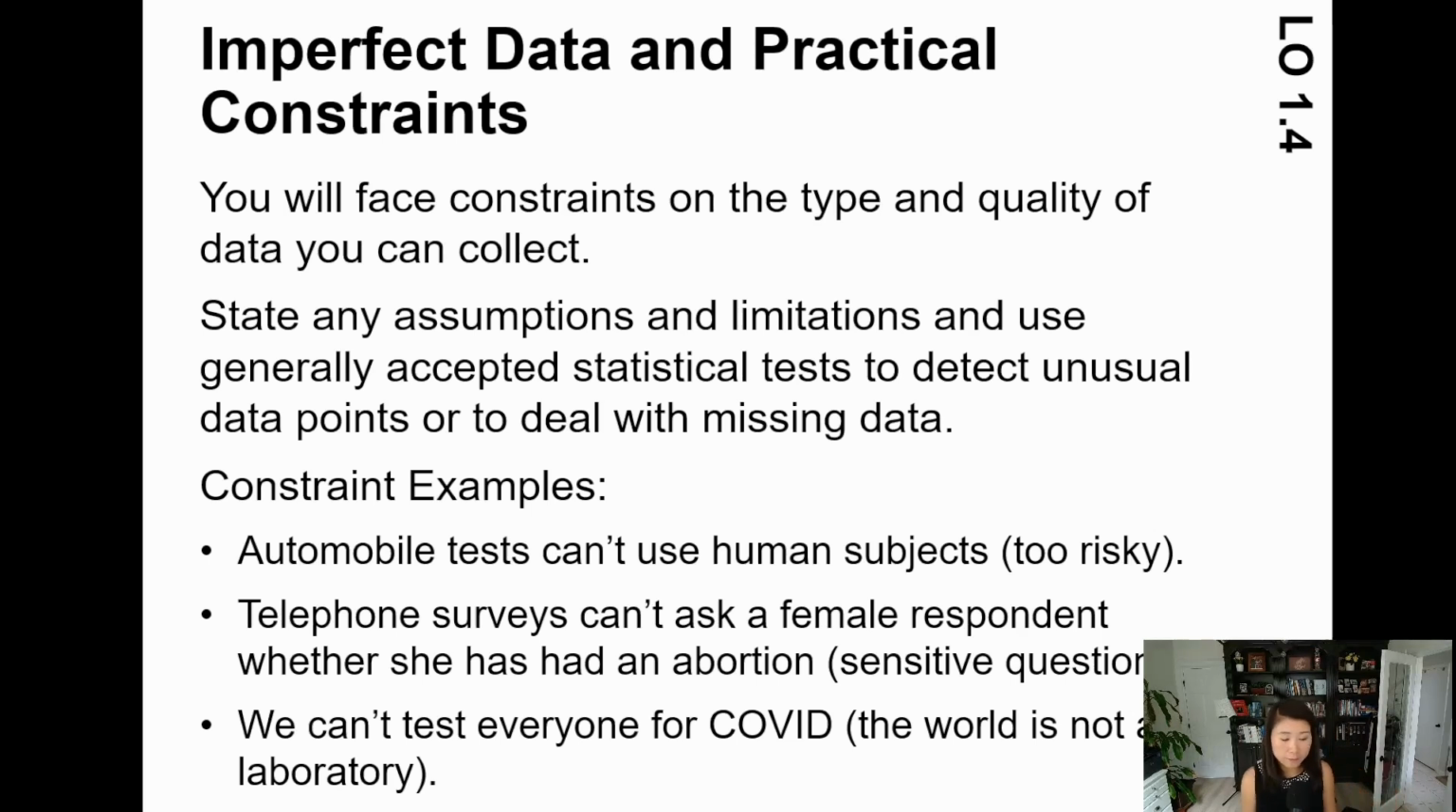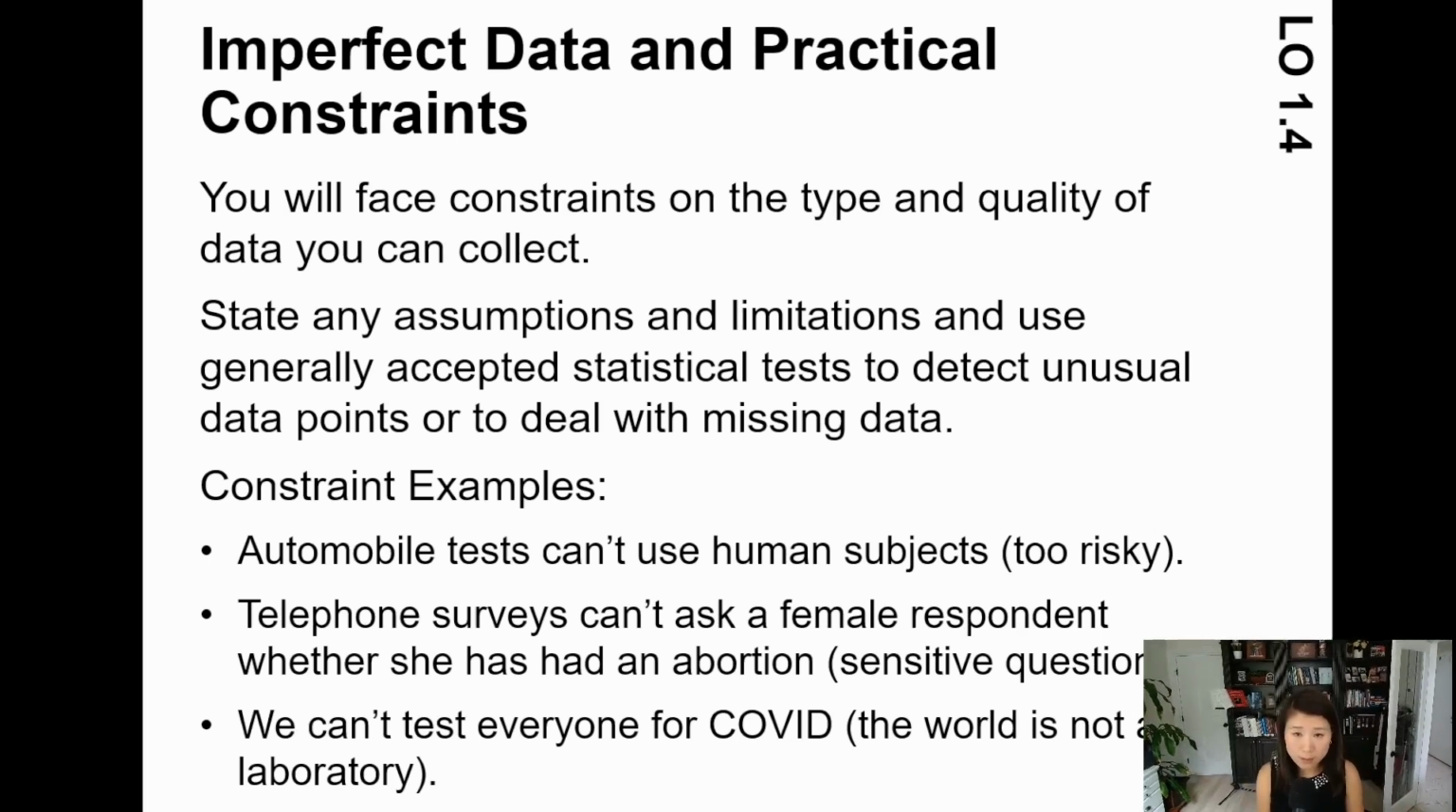So here are a few real-world examples of dealing with imperfect data or the limitations of the data, right? For instance, here we're talking about automobile testing. We really cannot use human subjects to test it, so it's too risky. Therefore, it's a limit. The ideal situation would be to actually use humans to test out the automobile safety, but we cannot do it, right? And similarly, when we're talking about drugs, we always start from mice before we are able to move on to human subjects.